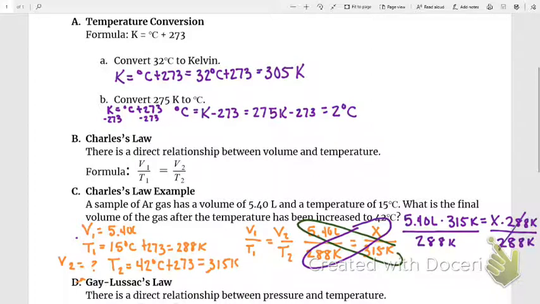Those cancel on the right, Kelvin cancels on the left. So mathematically what you need to do to find your X is take 5.4 liters times 315 Kelvin, hit enter on your calculator, divide that out by 288, and we get an answer of 5.91 liters. And so we can see that the temperature increased, and therefore volume increased.